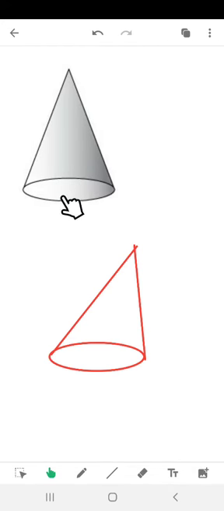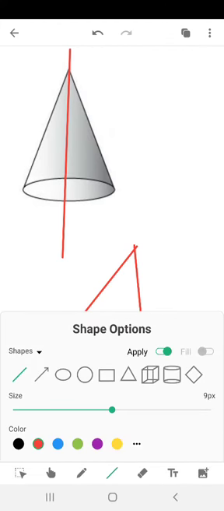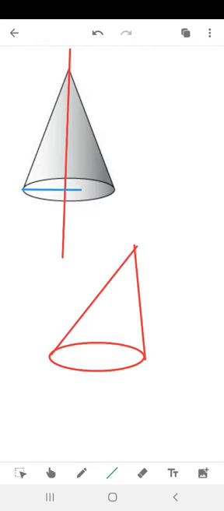We will see that if we draw an axis on the right circular cone, here is the center, and when I join the vertex of the cone to the center of the base, I get the axis. So this is the axis of the cone, and now I'm going to draw the diameter of the base. I can see the axis and the diameter are perpendicular to each other. So this type of cone is called a right circular cone.